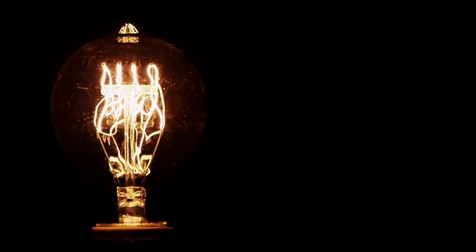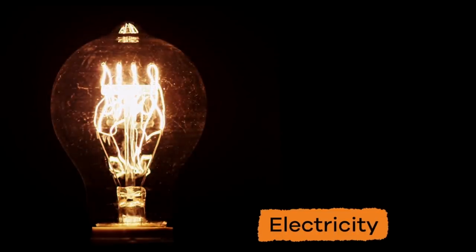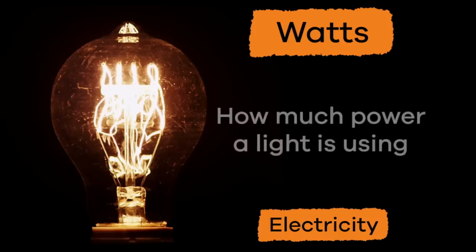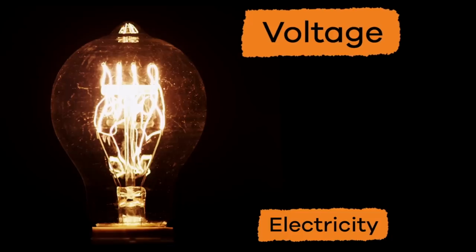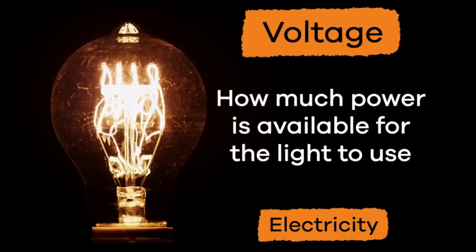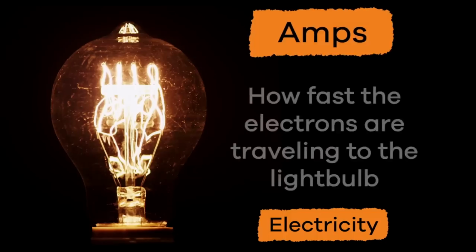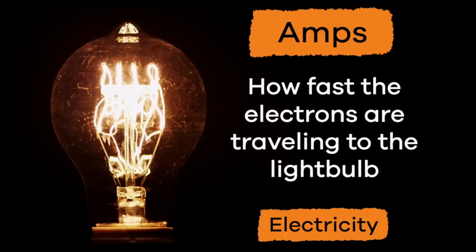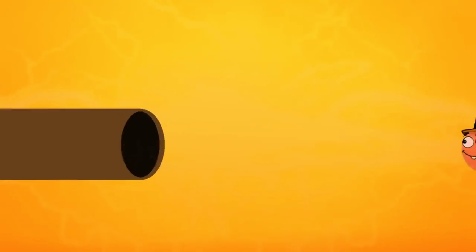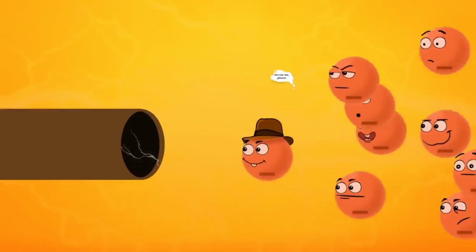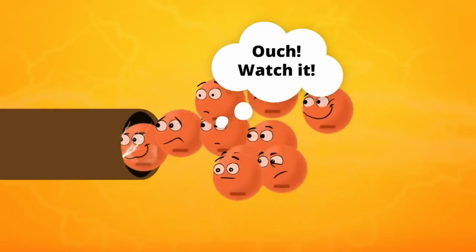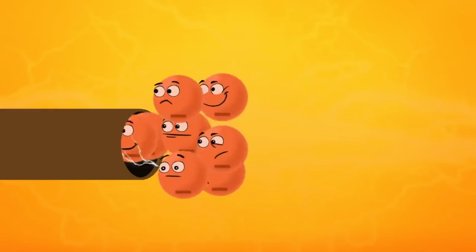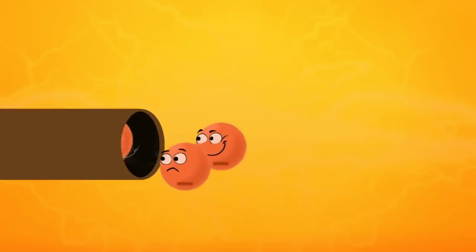There are some important words that have to do with electricity. These words are watts, or how much power a light is using; voltage, how much power is available for the light to use; and amps, how fast the electrons are traveling to the light bulb. Shorter, longer, thicker, and thinner wires also affect how electricity travels. Shorter and thicker wires allow for better flow of electrons than thinner and longer wires.